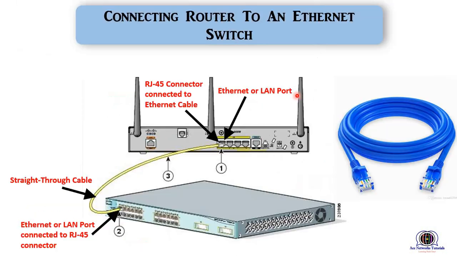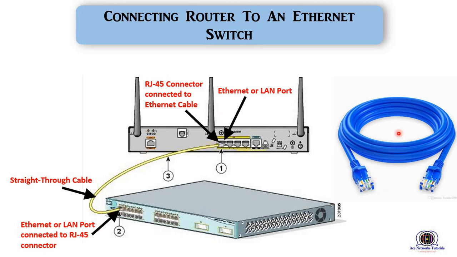Moving further, connecting a router to an Ethernet switch. MDI and MDIX connection. Here, you just need a straight-through cable with RJ45 connector, and you are done. Just connect one end of the wire to a LAN port of a router and the other end of the cable to the LAN port of the switch.